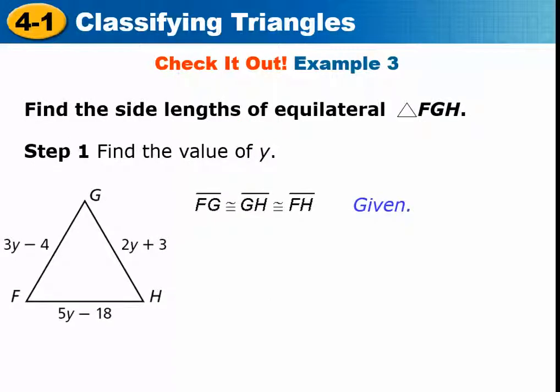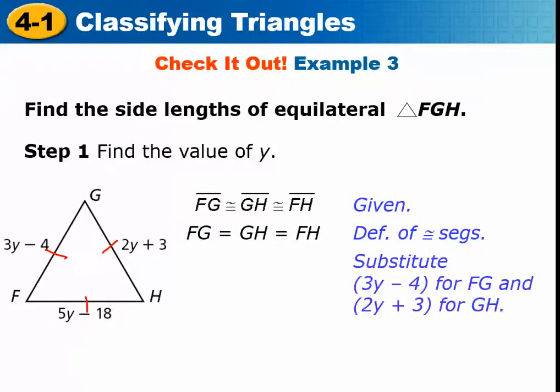Okay, here's another example. It says find the side lengths of equilateral triangle FGH. All three sides are given. See that? 3y minus 4, 2y plus 3, and 5y minus 18. It's equilateral, so all of these are the same. You just need to pick whichever two you like best. All the side lengths are going to be equal because of the definition of congruent segments. Pick whichever two you like best.